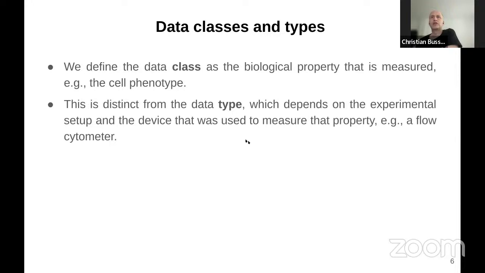But of course, the flow cytometer can also be used to determine other data classes, like, for example, if you think about a Luminex assay, where you would then use the cytometer to determine cytokine levels. Or on the other hand, the data class of a cell phenotype can, of course, also be measured by other technologies, like, for example, microscopy. So this is basically the biological versus technical distinction, which is important to make if you think about metadata annotation.